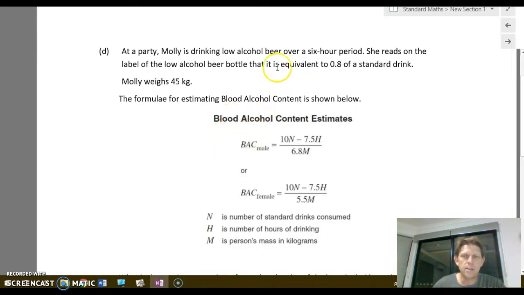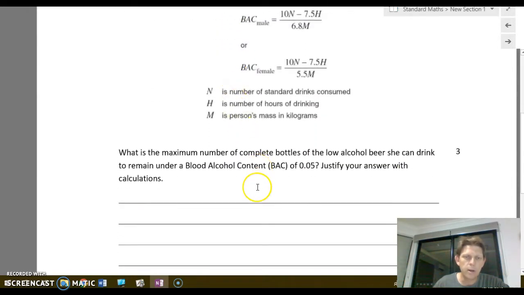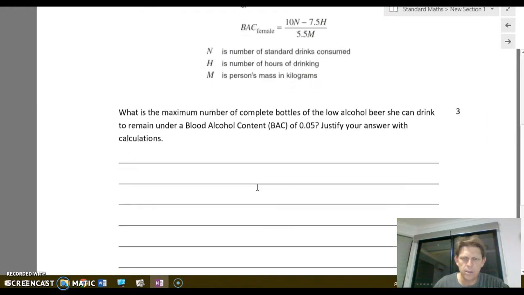Okay, so we've got this situation where Molly's drinking a low alcohol beer. The beer is 0.8 of a standard drink. She weighs 45 kilos. We're given the formula, and we want to know what's the maximum number of complete bottles of the beer she can drink to remain under the blood alcohol content of 0.05. We're going to justify with calculations.